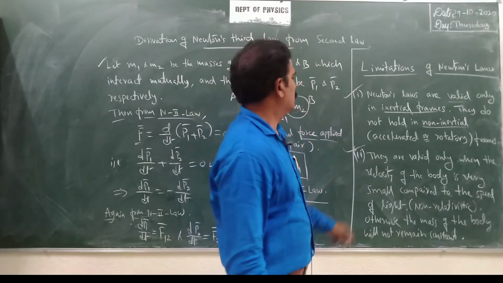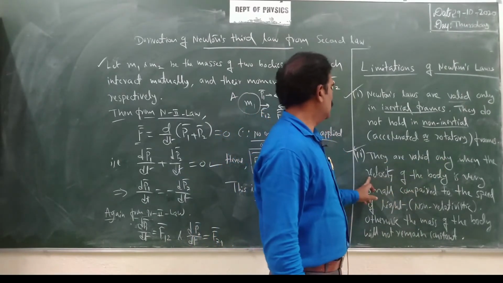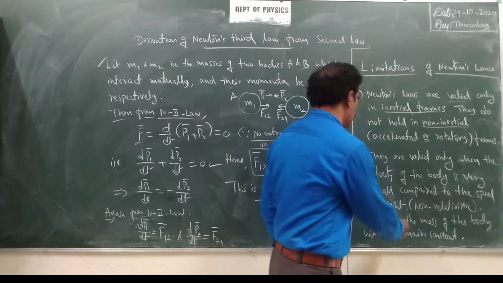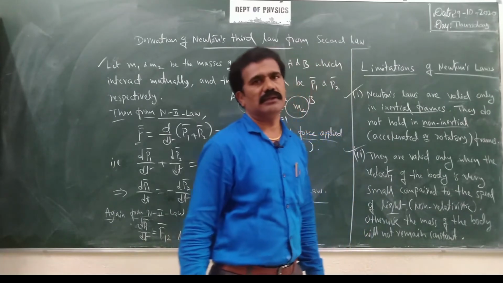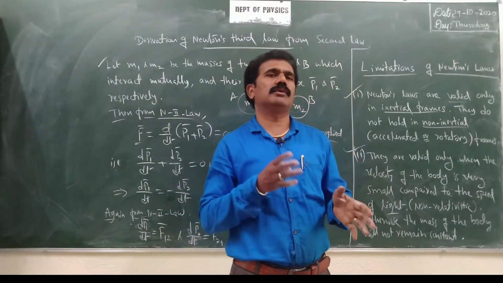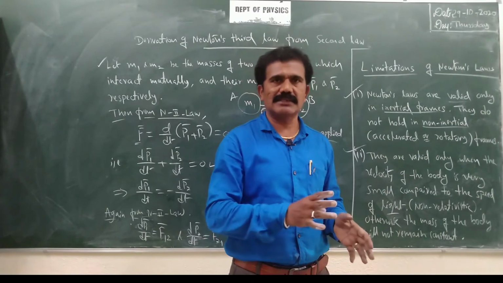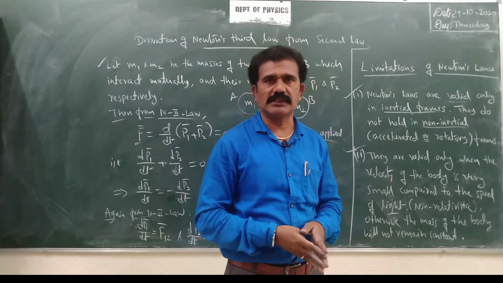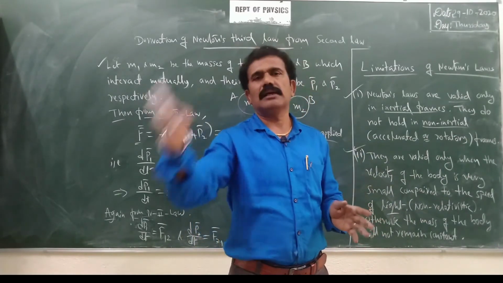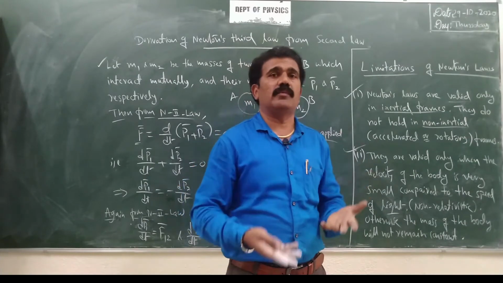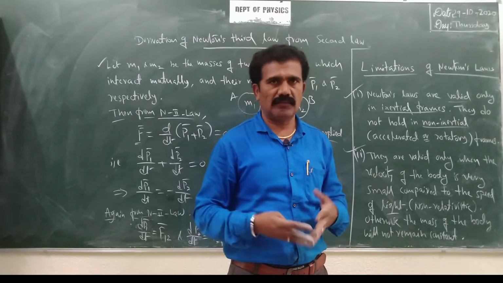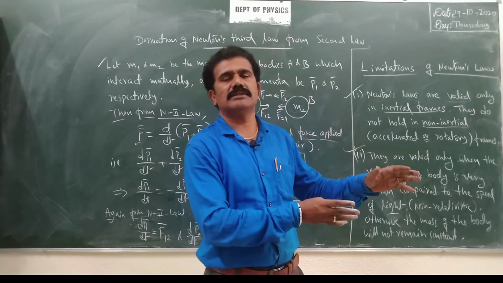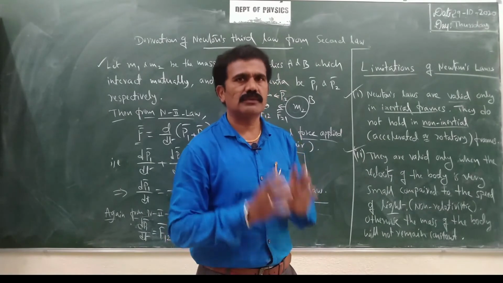Okay, next. They are valid only when the velocity of the body is very small compared to the speed of light. So it is again one more restriction. You cannot consider any body which is moving with very high speed, with velocity almost equal to the velocity of light, because the situation changes. If you consider the velocity of the body nearly equal to the velocity of light, then the mass of the body itself will change, according to the theory of relativity. That is why you have to consider bodies moving with velocity always less than the velocity of light. So that is another restriction.